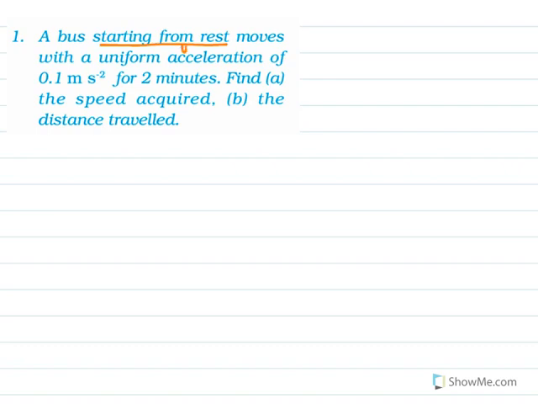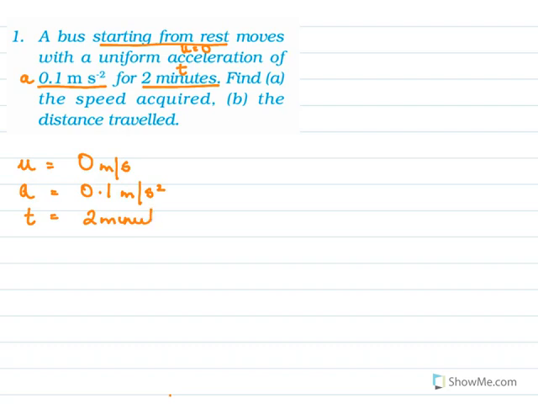A bus starting from rest. The very fact is starting from rest means u is equal to 0. So let's write that. u equal to 0 meter per second. Moves with a uniform acceleration of 0.1 meter per second square. So you have acceleration 0.1 meter per second square for 2 minutes. So time is 2 minutes. Find the speed acquired.